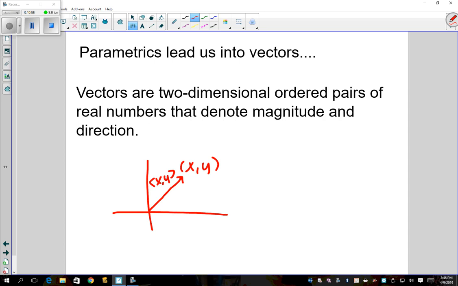But when we're dealing with vectors, they are split into two parts. When we found the derivative of our parametric equations, we could find dy/dx, but here we're going to mostly keep our vectors split up into the x and the y coordinates.